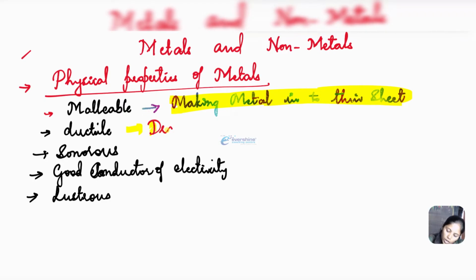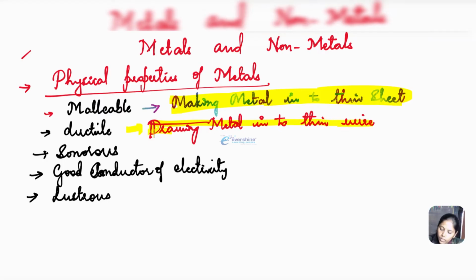Drawing metal into thin wire is called ductility. This property of metal is called ductility. So which is the most ductile metal? It is gold.